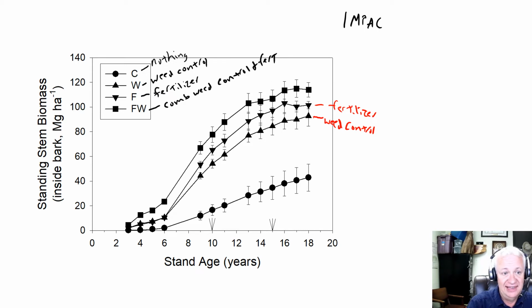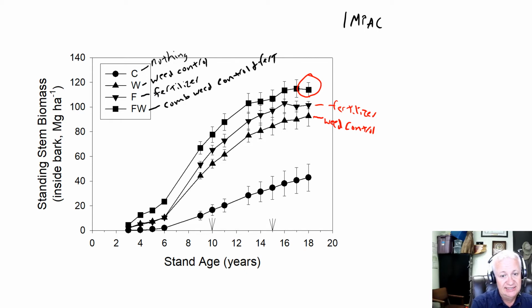So you can see in this case, freeing up soil nutrients by getting rid of the competitors had almost the same effect as adding fertilizer. When you did both, you got a little bit of extra productivity, but not a lot of extra productivity. So that's an interesting result. It tells us a couple of things.